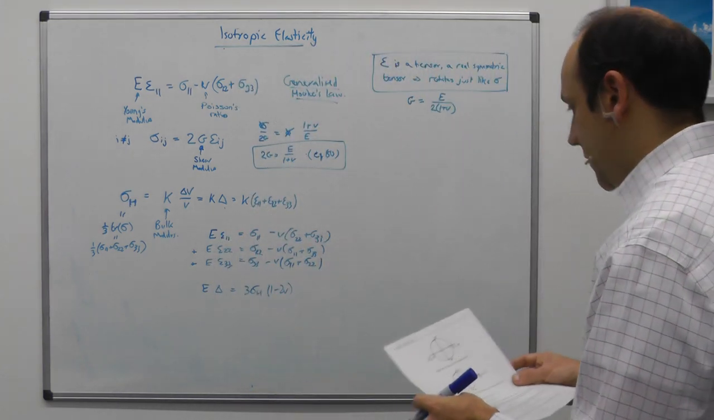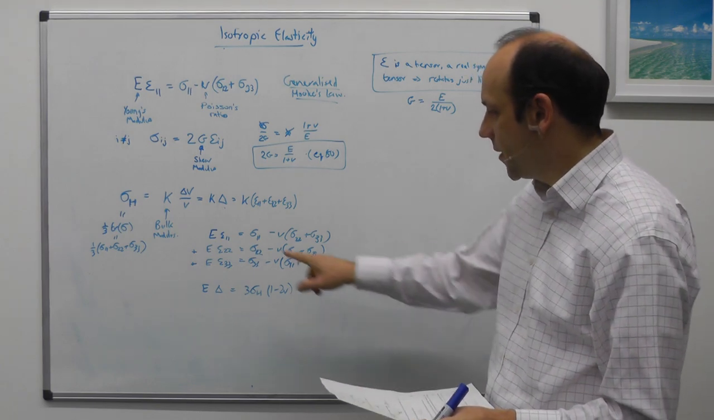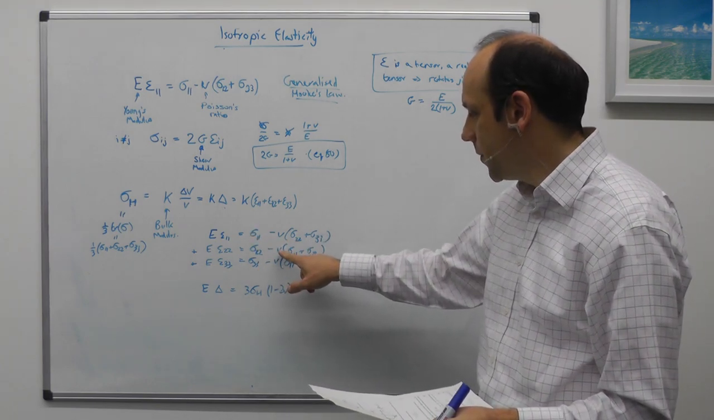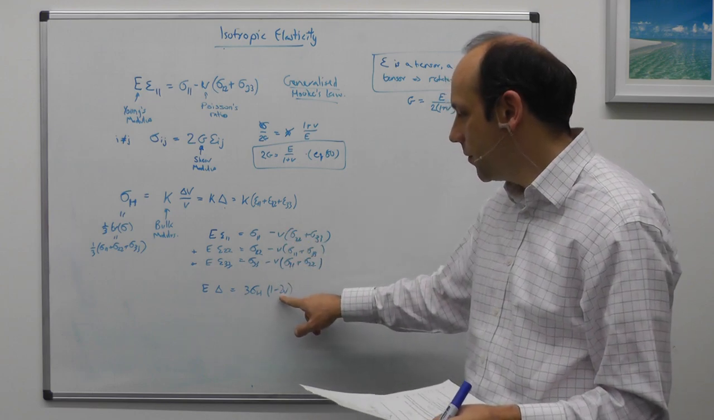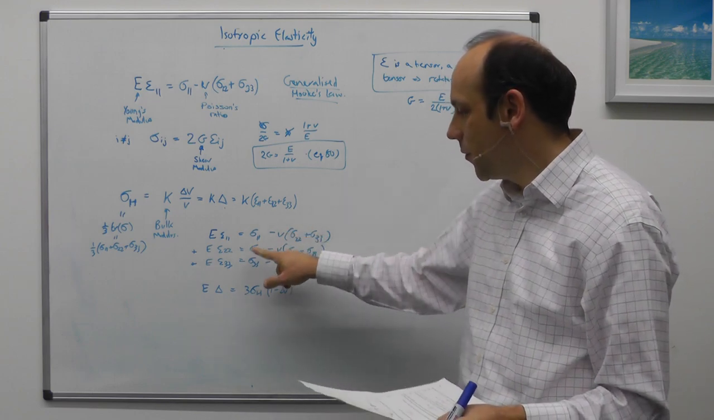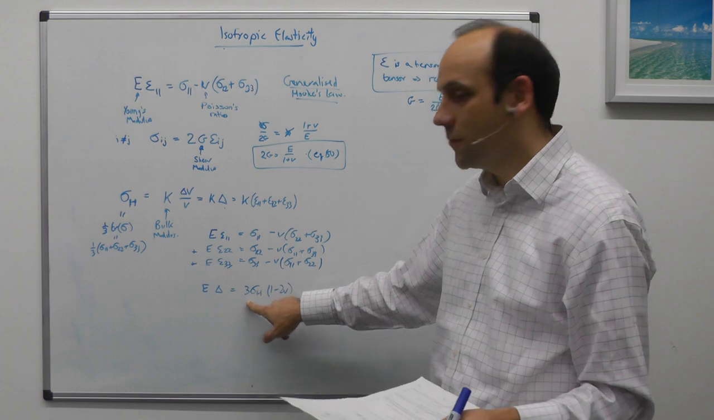Okay, so you see that if we add those together, we get sigma 1-1 minus mu sigma 1-1 minus mu sigma 1-1, so 1 minus 2 mu of the sigma 1-1s, and we do that with sigma 1-1, 2-2, and 3-3, and that's equal to 3 sigma h.